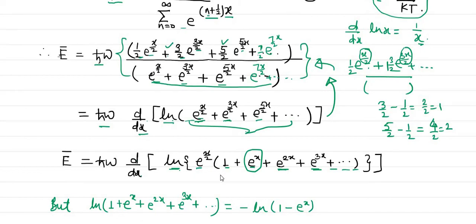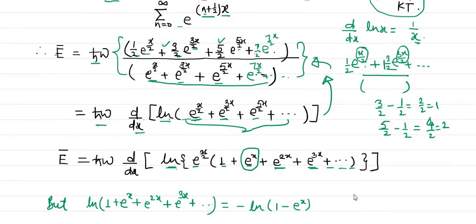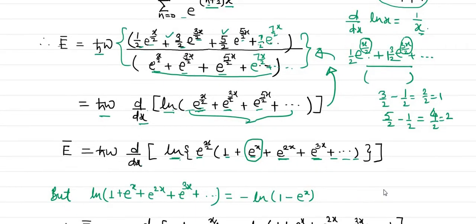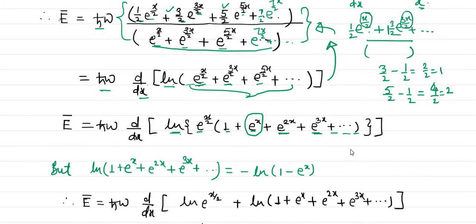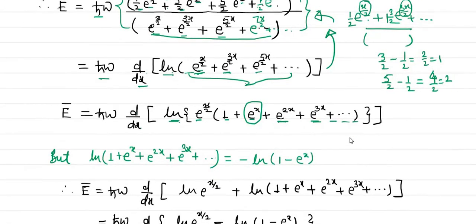If we take the common e power x by 2, we get in the bracket 1 plus e raised to x plus e raised to 2x plus e raised to 3x and so on. Up to this we have seen in the last video in a very detailed manner. Now here in this equation we have to use one standard series, and that one is this.